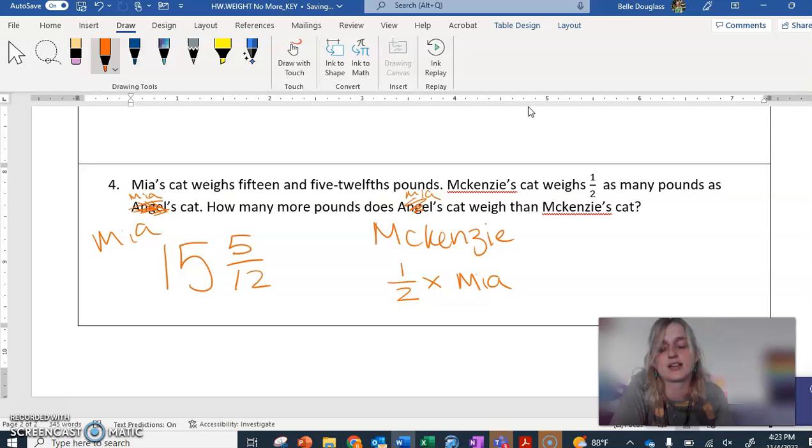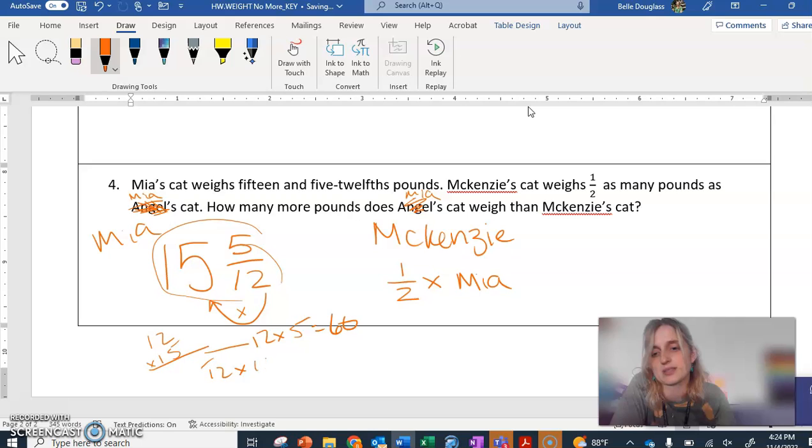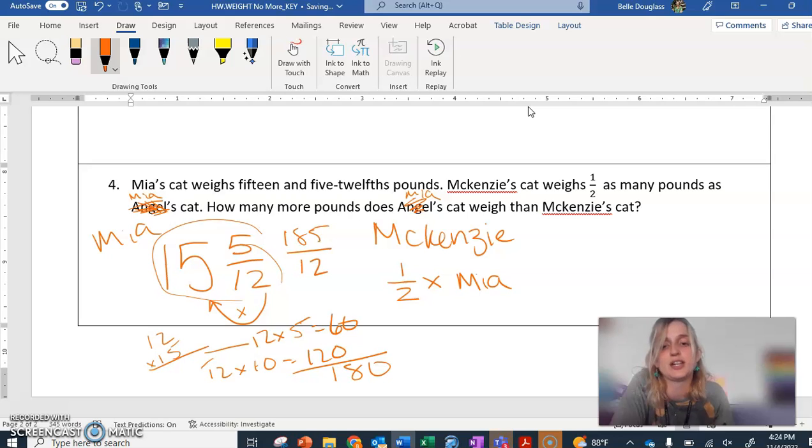Half of 15 5/12. Well, I would go ahead and change this into an improper fraction. 12 times 15. Ooh, 12 times 15. Here's what I do. I'm going to break that up into 12 times 5, which is 60, and 12 times 10, which is 120, because 5 and 10 together make the 15. So that's 180. Plus 5, that's 185/12. Yikes. Times a half.